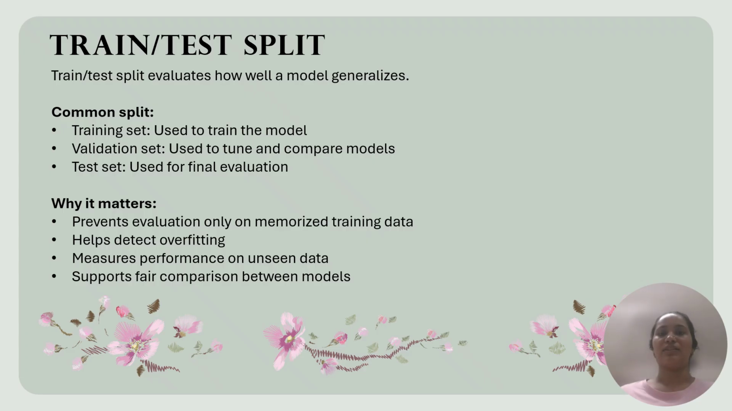The first is the training set, which is used to teach the model and help it learn relationships between the data. This is the portion the model sees during training. The second is the validation set. This dataset is used during development to tune hyperparameters, compare different models, and make improvements without affecting the final evaluation. The third is the test set.